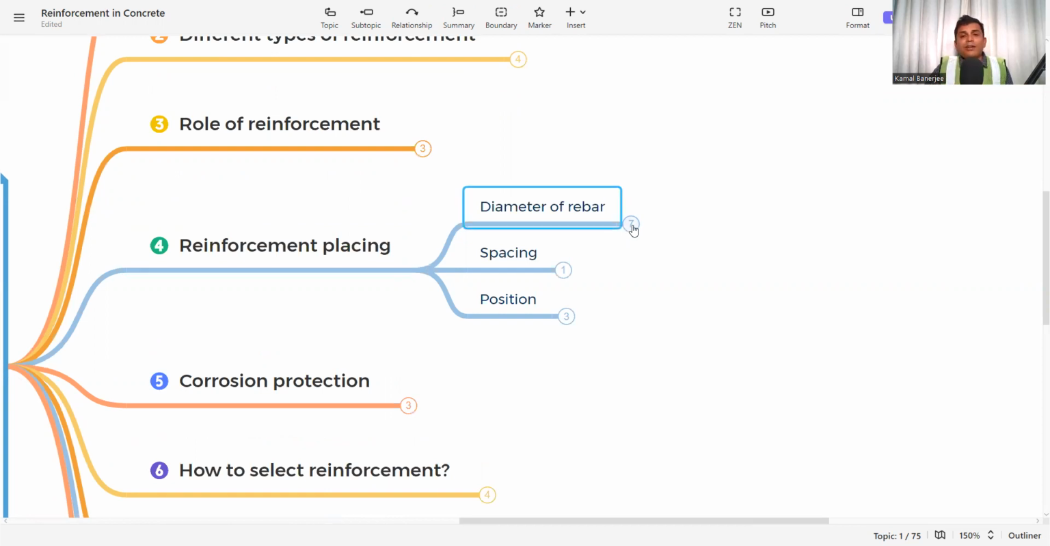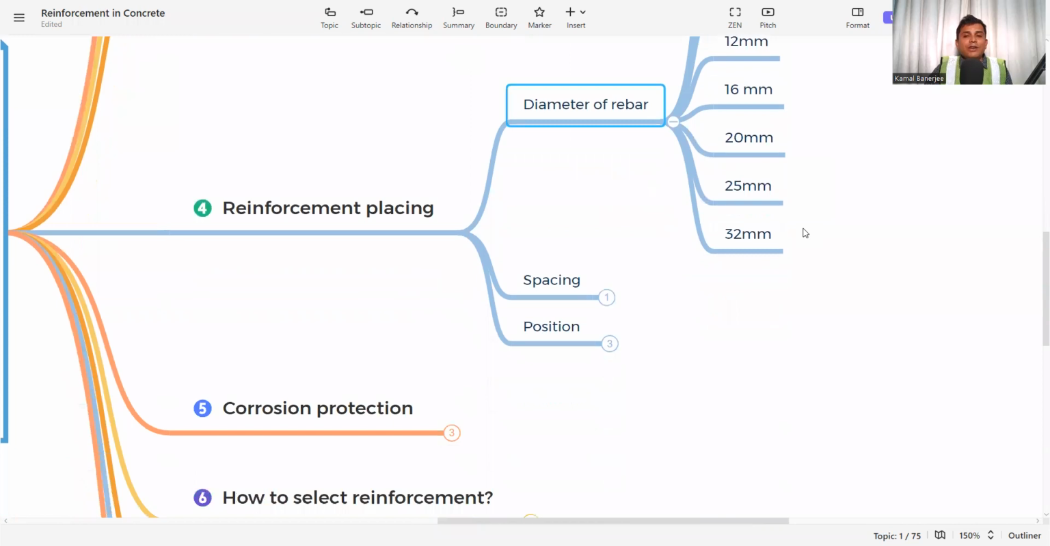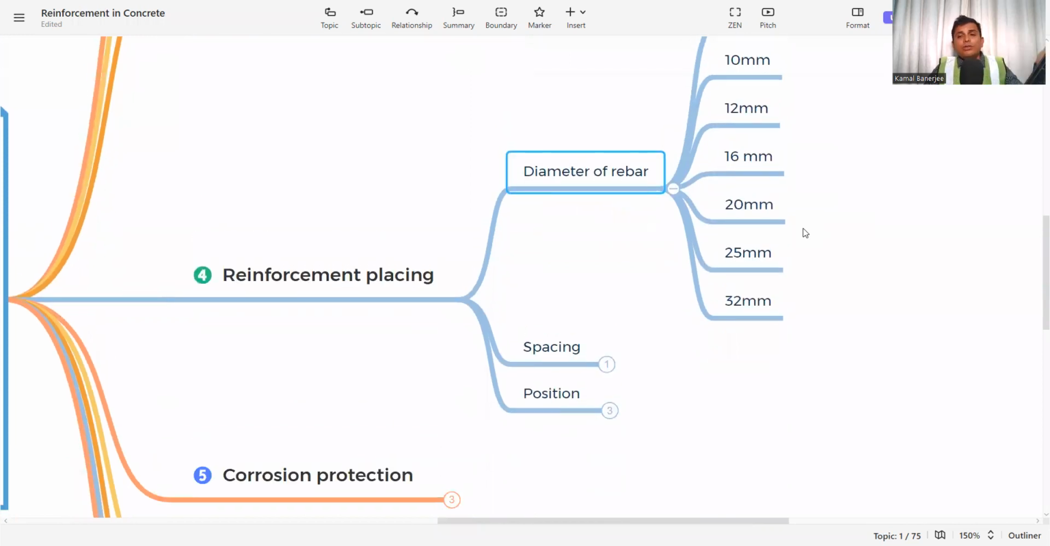Widely in construction, we use 8 mm, 10 mm, 12 mm, 16 mm, 20 mm, 25 and 32. But higher diameters are also used. These are the diameters commonly used in the RCC structure. So the first thing we need to know whenever we are placing the reinforcement inside the concrete is what is the diameter of the bar.